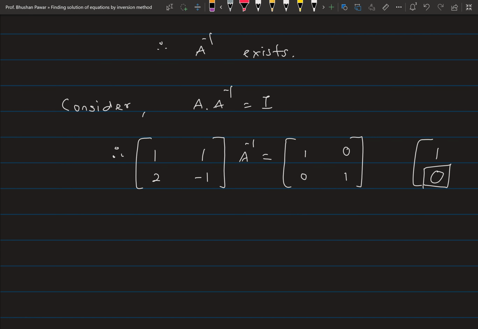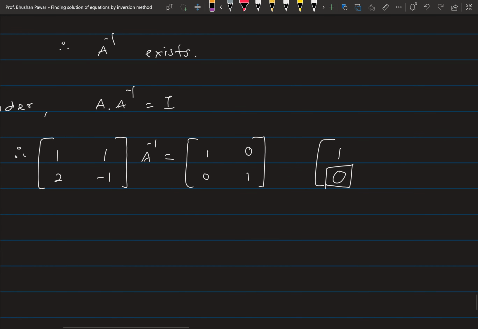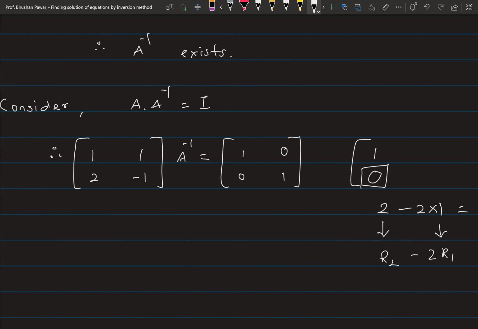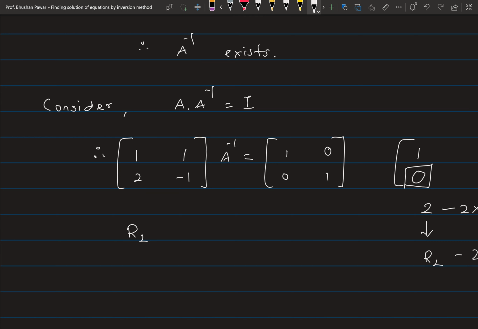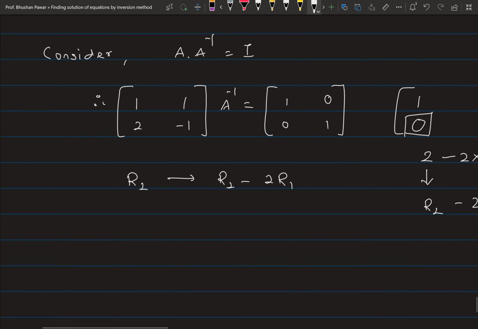We have 2 at the same place, so we have to transform that 2 into 0. Look at the operations. I have 2, I have 1, and I want to make it 0. So the step should be to multiply 1 by 2 and then do the subtraction. This 2 is coming from R2, this 1 is coming from R1, and minus 2. So my next operation will be R2 gives R2 minus 2R1. We are changing R2, hence it is R2 gives R2 minus 2R1.